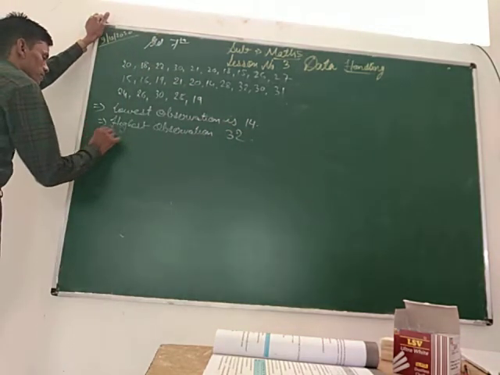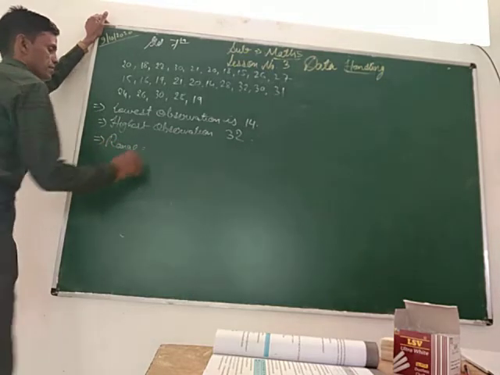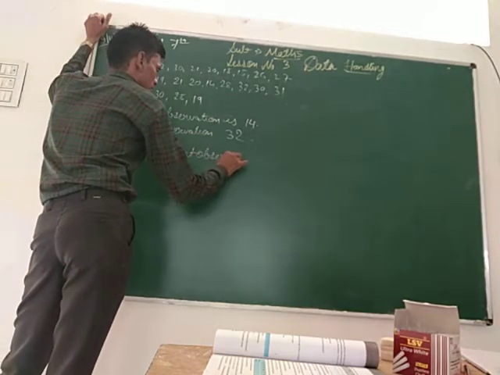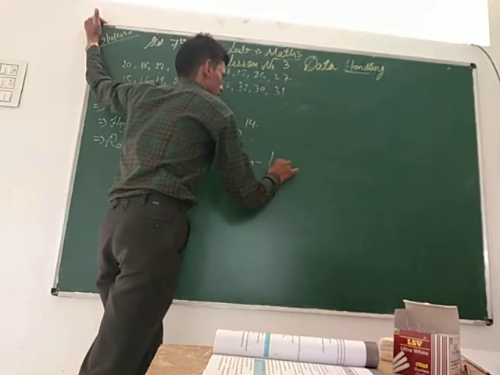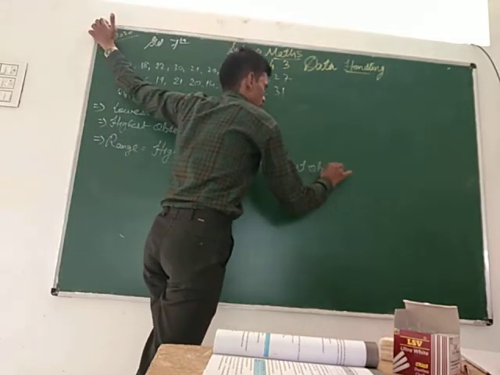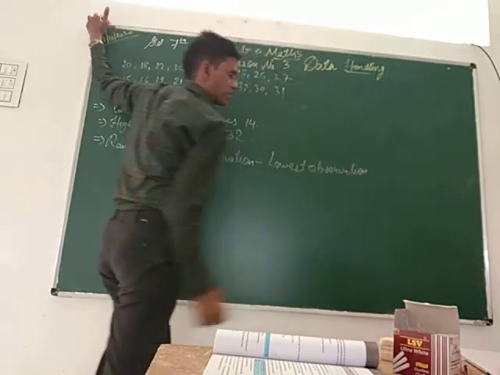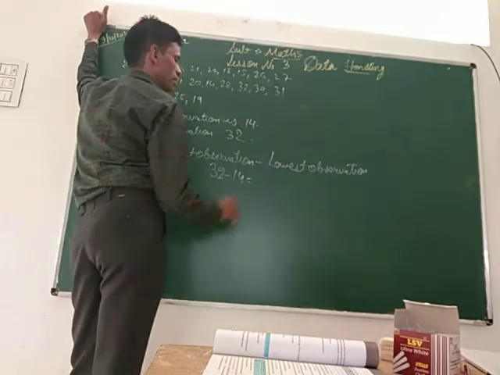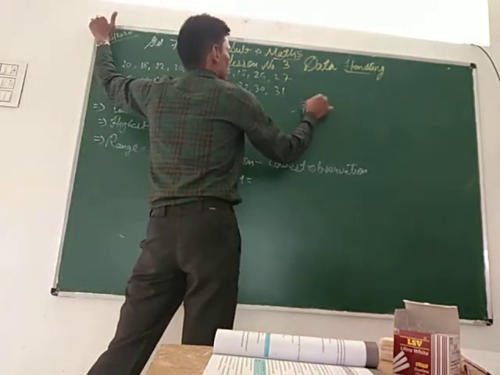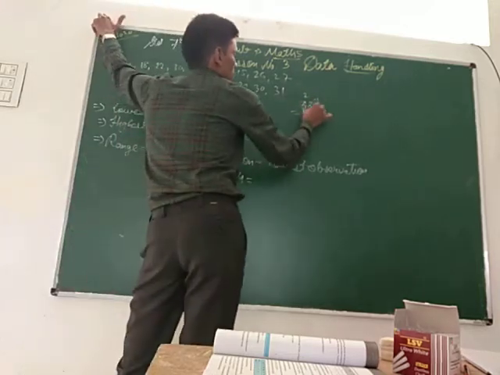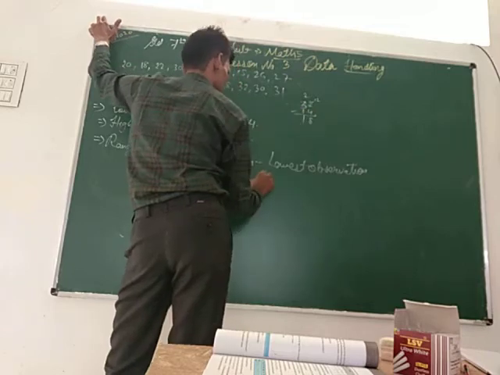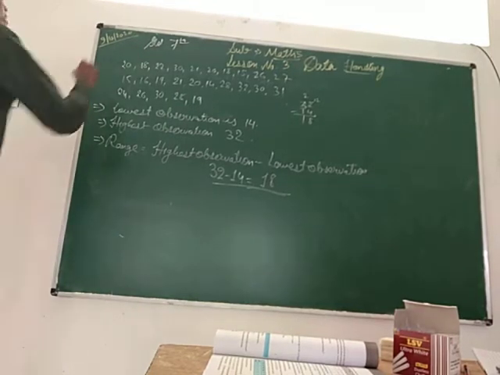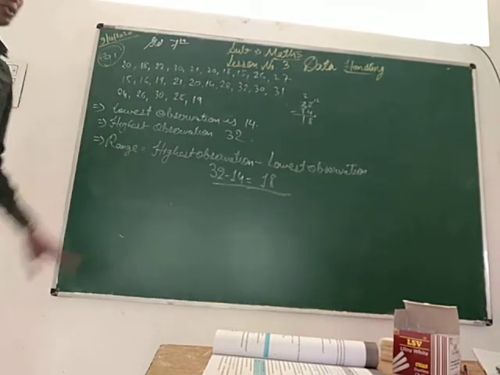Now what is range? Range is highest observation minus lowest observation. What is the highest observation here? 32 minus 14. Here you subtract: we borrow 1 from 3, so 2 becomes 12, 12 minus 4 means 8, 2 minus 1 means 1, so 18. This is an example I have taken of my own, like this you can do.